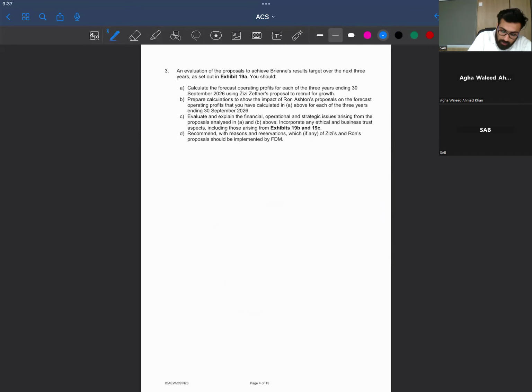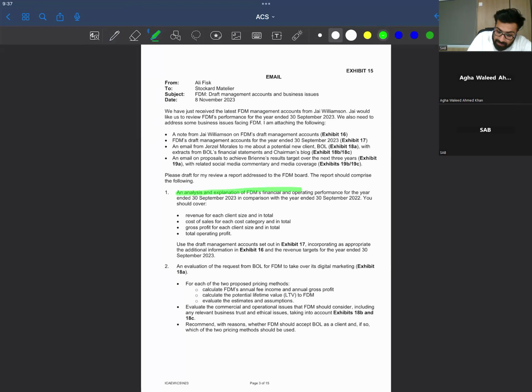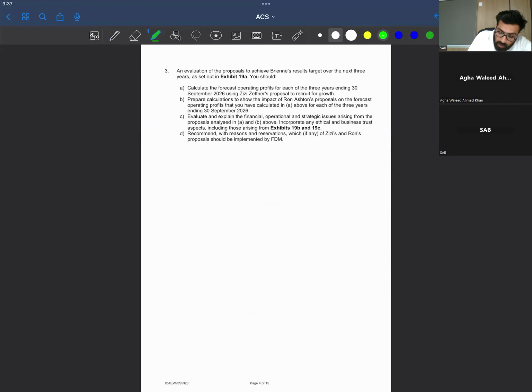See, here it mentions the 3 requirements. I told you there will be 3 requirements. This is the real exam, last attempt's exam, November 2023. It was revenue, cost, and operating profit, and then an evaluation of the request from Bowl. I told you there will be an evaluation, and an evaluation of results of the target over the next 3 years.